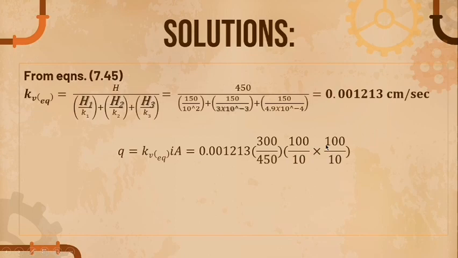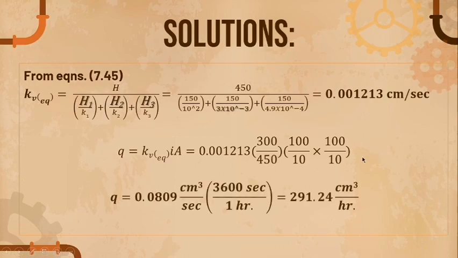So simply it is divided by 10 in order to have a result in cubic centimeter per second. So just calculate this using a calculator. So you have 0.0809 cubic centimeter per second.